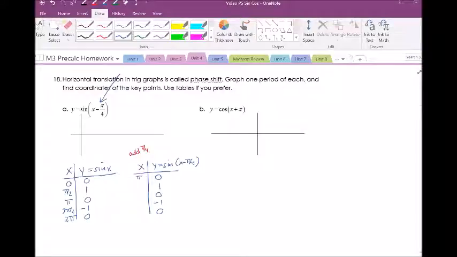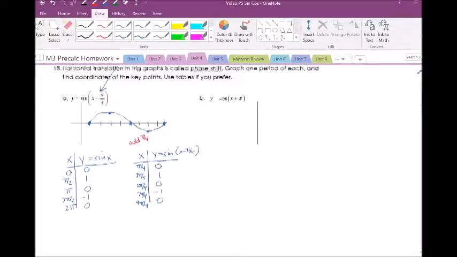So if I add pi over 4, this is really 2 pi over 4 plus pi over 4, 4 pi over 4 plus pi over 4, 6 pi over 4 plus pi over 4, and then 8 pi over 4 plus pi over 4. So those would be my new x values. So if I let each tick mark represent pi over 4, I made 9 tick marks. So here is pi over 4 comma 0. This would be 3 pi over 4 comma 1, 5 pi over 4 0, 7 pi over 4 negative 1, and 9 pi over 4 0.